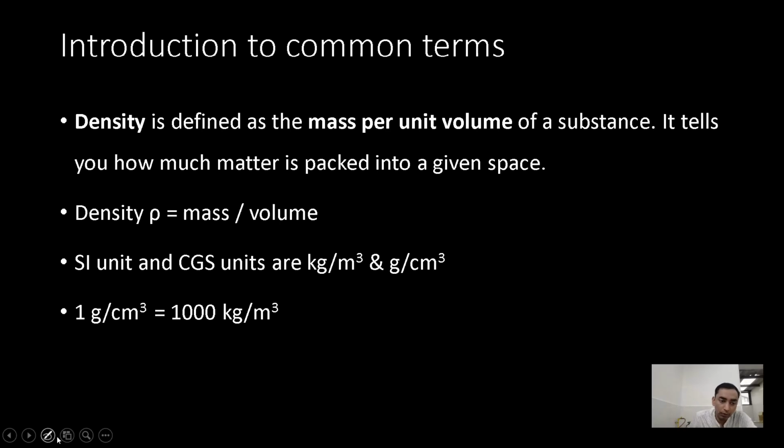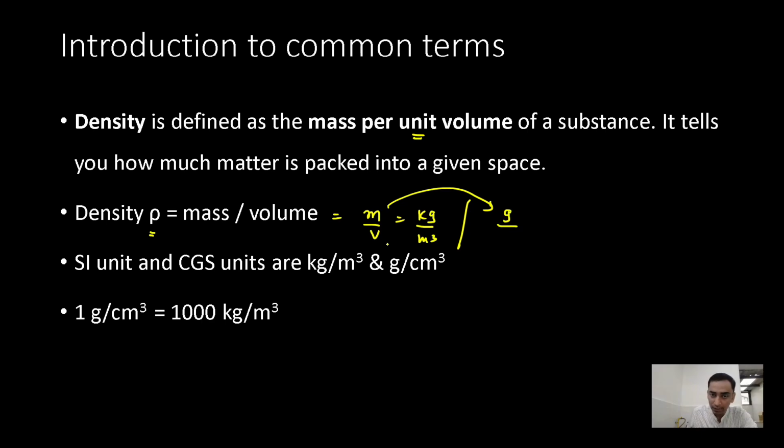All right, we come to a very important part of the chapter, that is density. So whatever we had talked about till now was just the basics, which you should remember. Now density is mass per unit volume. It is represented by rho. So rho is m by v. The SI unit is kg per meter cube, or the CGS unit, where instead of kilograms we write grams, and over here centimeter cube. So 1 gram per centimeter cube is 1000 kg per meter cube.